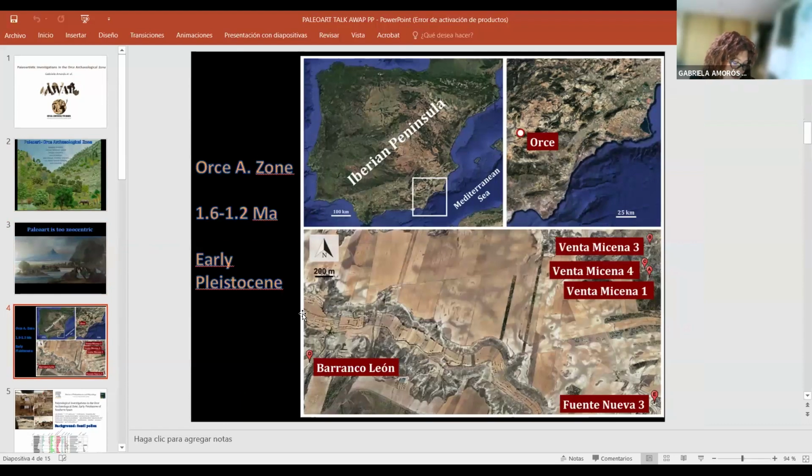Here, I will present the results of paleoartistic research of vegetation landscapes for the Orce Archaeological Zone, Guadix-Baza Basin in southern Spain. The time frame is between 1.6 and 1.2 million years ago during the early Pleistocene. The sites considered include Venta Micena 1, Barranco León, and Fuente Nueva 3. These are basically paleontological and archaeological sites, and one of them, Barranco León, includes one of the oldest remains of the genus Homo in Western Eurasia, dating back to approximately 1.4 million years ago.